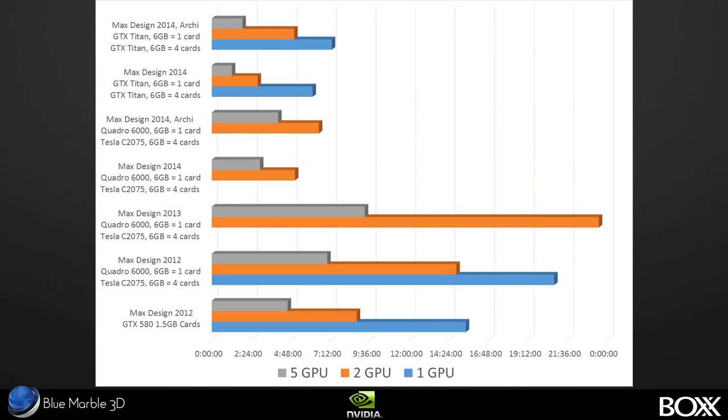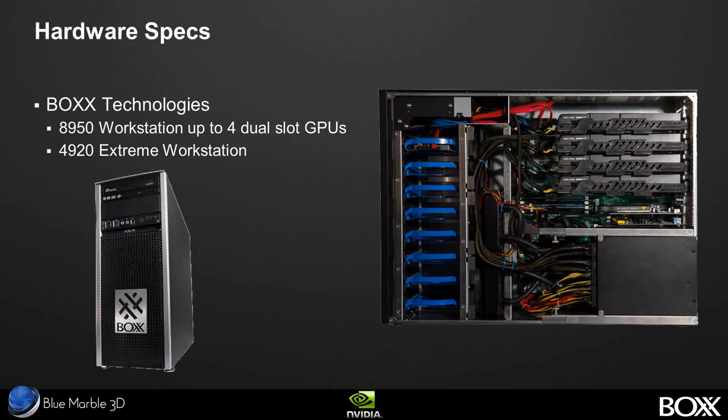Then we did another slide so you can see a bar chart. Go from the bottom up, from old to new. The bottom is Max Design 2012 with the GTX cards. The blue is 1 GPU, the orange is 2 GPU, and the gray is 5. Again, there's a huge spike in 2013 compared to 2012 and 2014. At the very top, you can see the linear scale Jenny was talking about: Max Design 2014 with the architectural sampler and the Titans, and then the same thing below, just without the sampler.